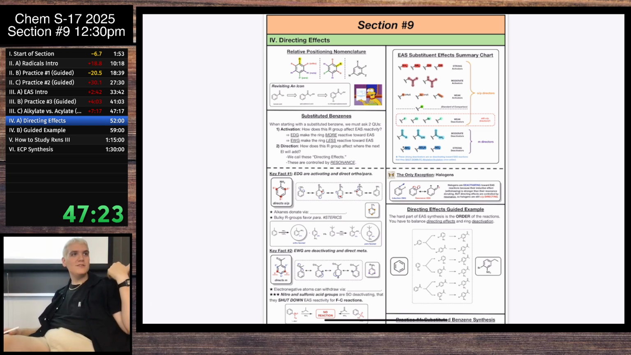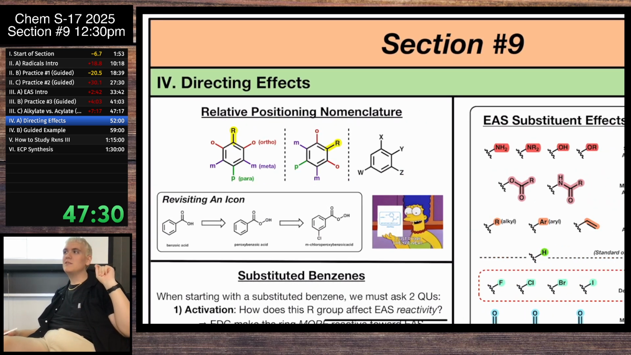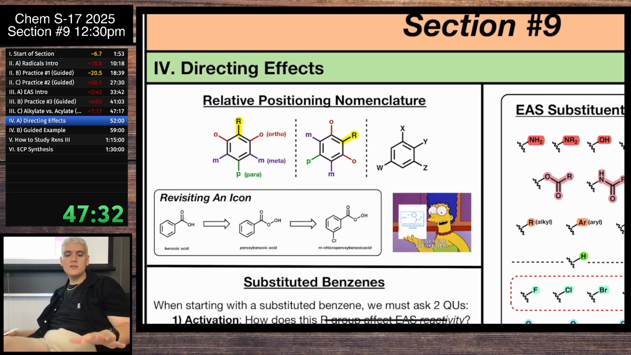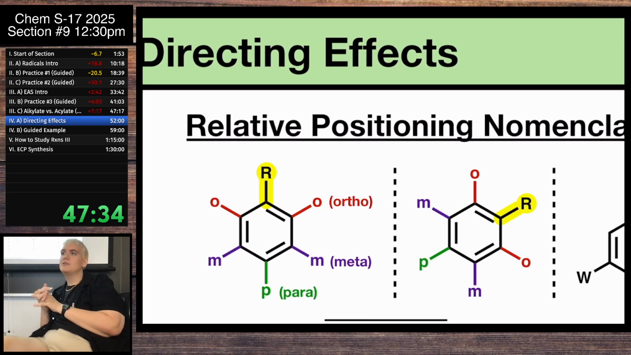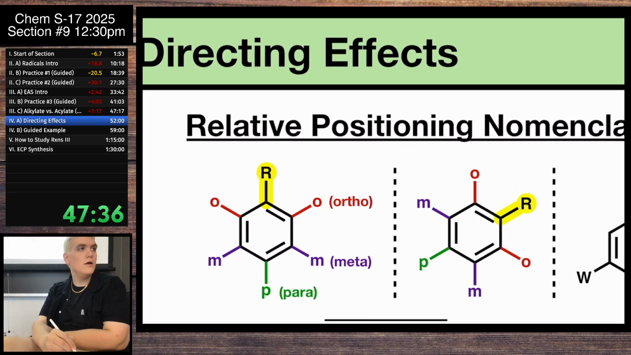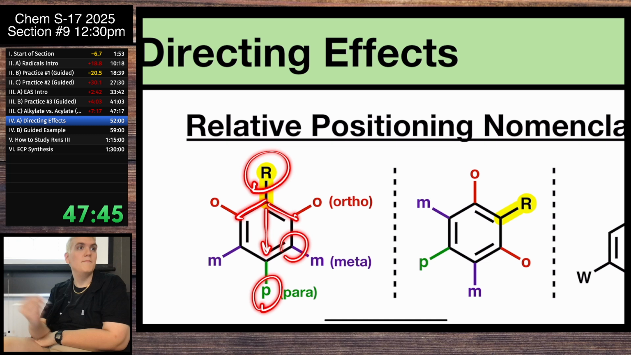So we have just been talking about, up to this point, adding one thing to a benzene ring. But when we have multiple things, it's a little bit different. So first off, let's talk about our relative nomenclature. If we have something on our benzene ring, I'll call it our R group, then the positions right next to it we call the ortho position. The position opposite is para, and the ones in the middle are meta.